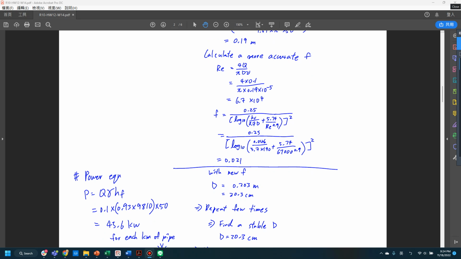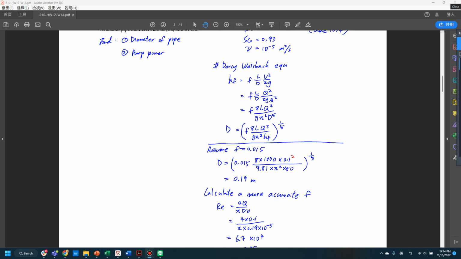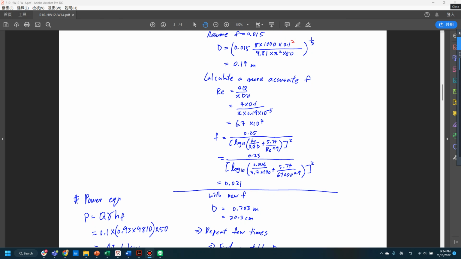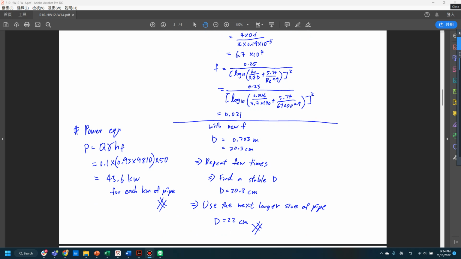Then you can calculate this factor f using this equation that is shown on the screen here. Similarly, you plug all the information back into this equation, then you will get that f is equal to 0.021. So now you can see that our original assumption is 0.015, which deviates from this 0.021. So these two f have not converged yet. Therefore, we can apply this new f and do another iteration to further improve it.